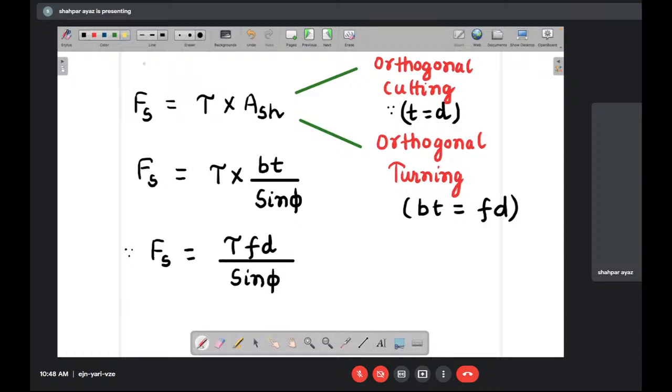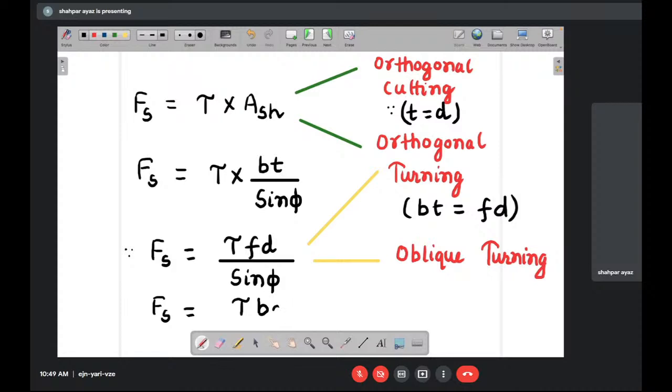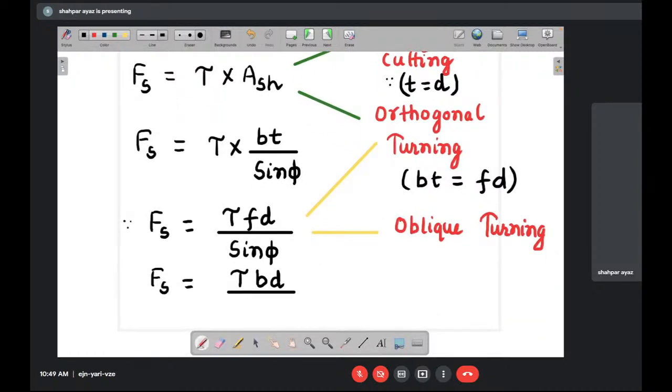So where do we use this? We use this in turning, orthogonal and oblique. It is valid in oblique turning as well, as well as orthogonal turning. But sometimes, to calculate the shear force, you have to use tau, feed and depth. B is usually given, but sometimes the uncut chip thickness, small t, is not given, so in place of small t you have to use depth of cut: tau BD by sin phi. This is also sometimes used.